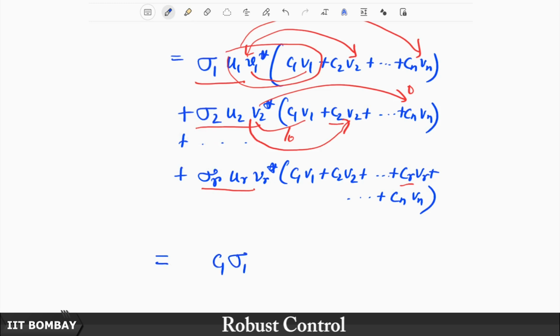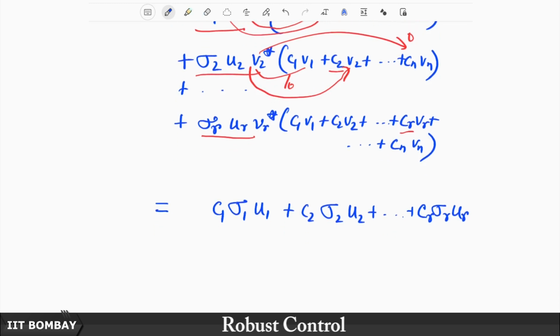And therefore, what I get as a consequence is C1 sigma 1 U1 plus C2 sigma 2 U2 plus dot dot dot till CR sigma R UR. In other words, of all these n-tuples, C1 through Cn, only the first R are retained. Apart from that, we also notice that each of these is amplified by precisely the singular value, and of course in the image, for which U1 through UR is a basis, you get the coefficient of this.